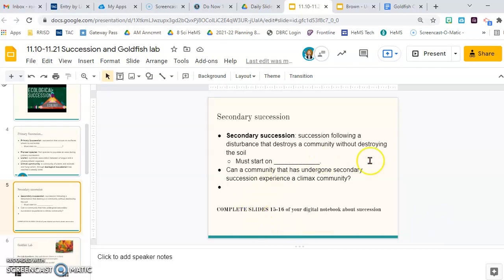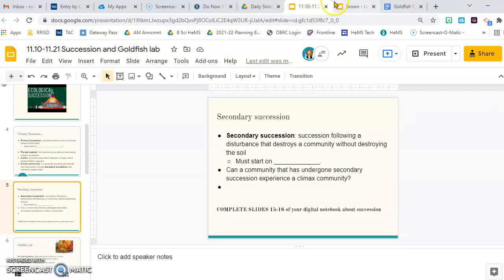Could a community that has undergone secondary succession experience a climax community? Well, wait a minute. According to the video, it could. It just would be a different climax community, and we'd have a really great set of biodiversity and much more complex ecological biodiversity. So we're having new species and new things. That's really cool. So now we're going to look at slides 15 and 16.